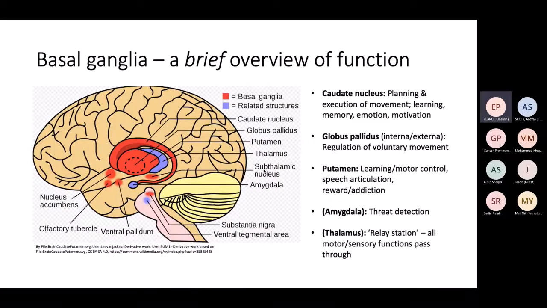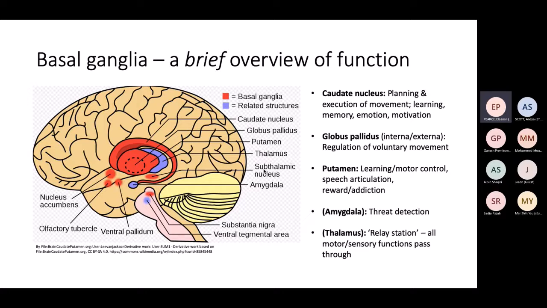So here's just a brief overview of your basal ganglia. I always feel like when I'm giving a lecture on neurology, you could probably write a textbook on the content of just one of these slides. But just for the purposes of this topic, your caudate nucleus is involved in planning and execution of movement. It's also got involvement in learning, memory, emotion and motivation to do different tasks. Your globus pallidus is split into your interna and externa, and this is involved in regulation of voluntary movement. The putamen is responsible for learning, motor control, articulating speech, and also is involved in addiction.